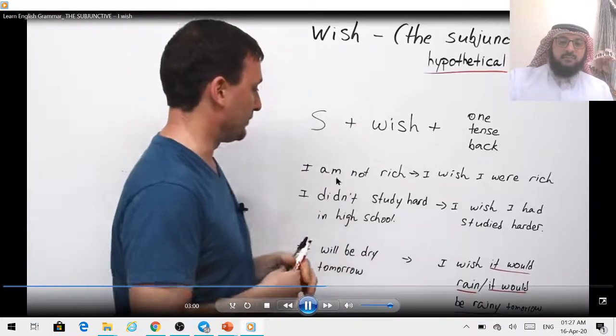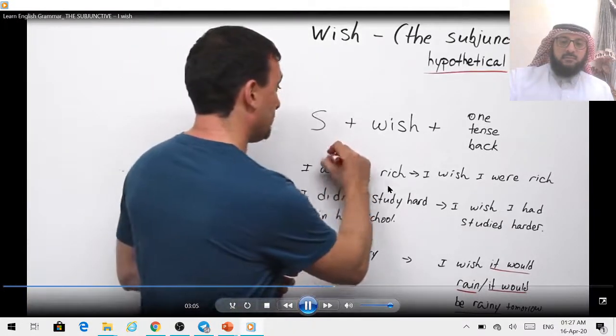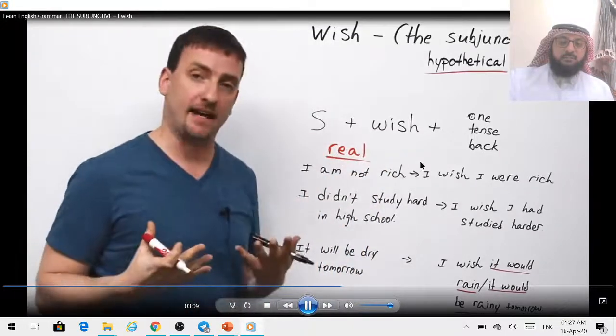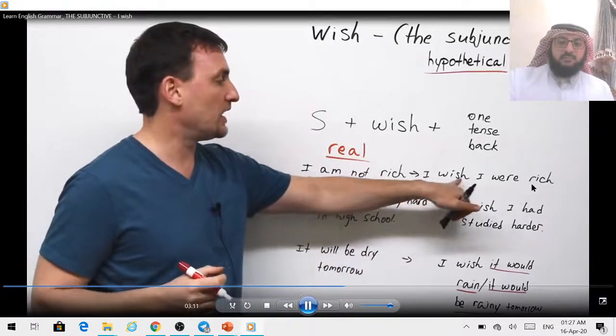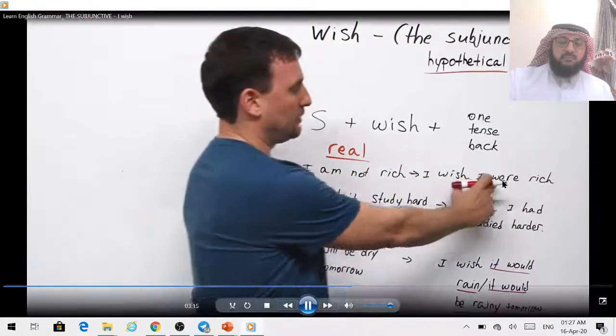Let's look at these examples. Right now, I am not rich. This is the real situation. This is the fact. So I wish I were rich. The am present becomes were.